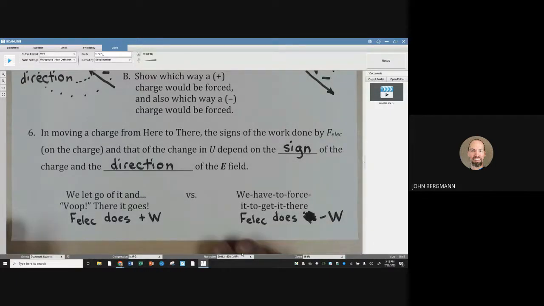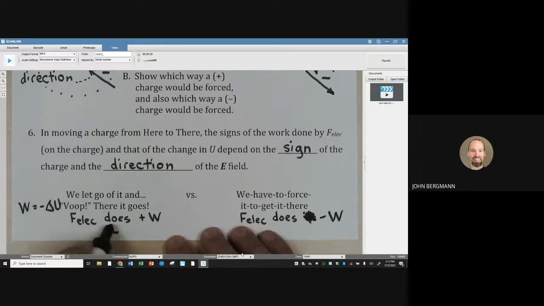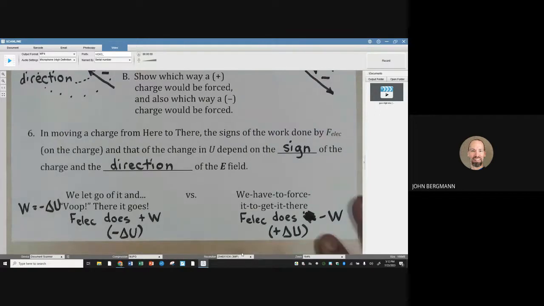And so what does that mean? According to this equation that I'm going to write over here on the left, which we've seen before, the work done is equal to the opposite of the change in potential energy. In this case, the work is positive, and the change in potential energy will be negative. Anytime, whoop, there it goes, the change in potential energy is negative. Anytime we have to push it to get there, the change in potential energy is positive.